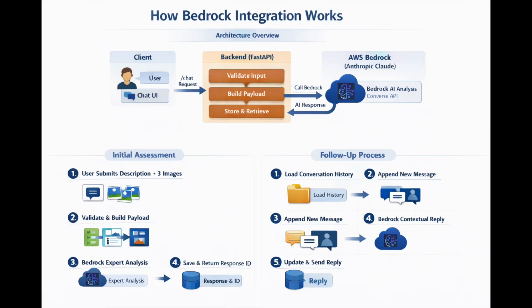For the initial accident assessment, step 1 is for the user to submit a text description along with exactly 3 images, which is the multi-part form request sent to the backend. Step 2 is when the backend validates the request, specifically enforcing that the 3 images are required for new conversations, as well as a text description, and then builds a message payload that includes both the text and the images.